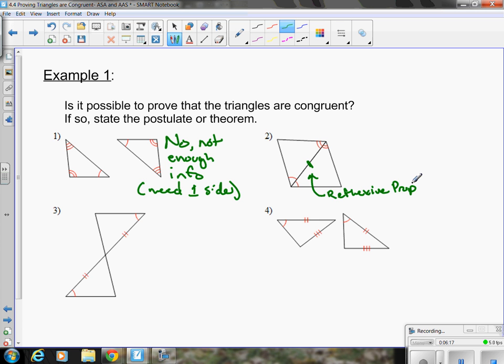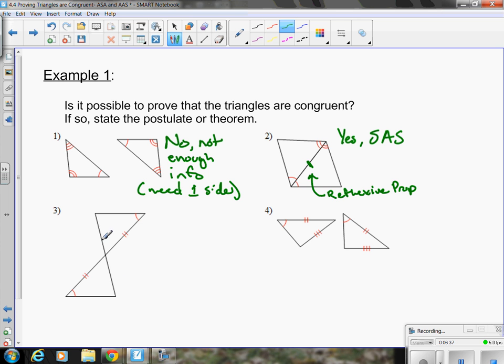So that side is congruent to itself. So the answer here is yes by, notice the side is between the two angles, right? So this is an angle side, but since the side is between the two angles, it's side angle side.